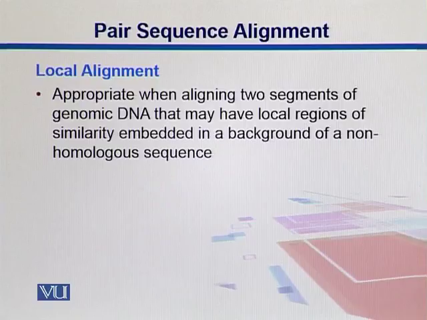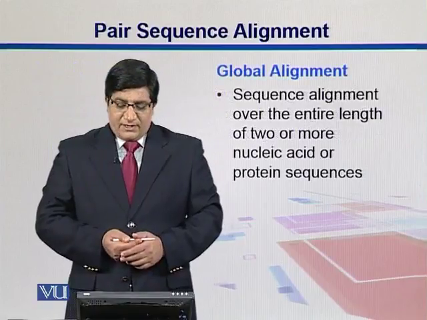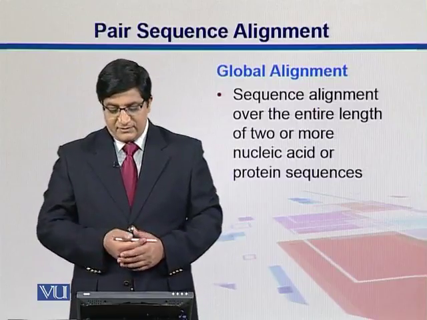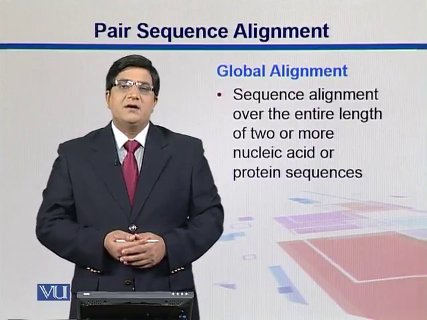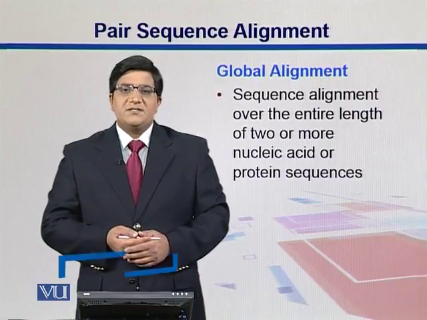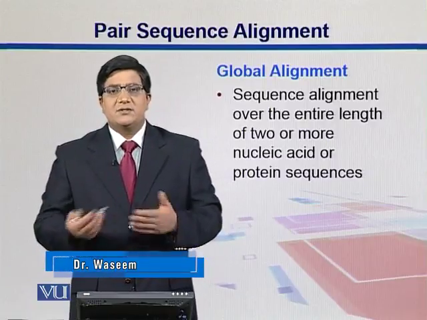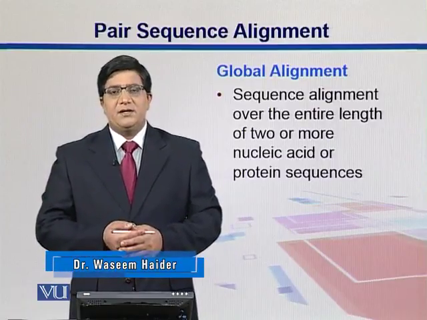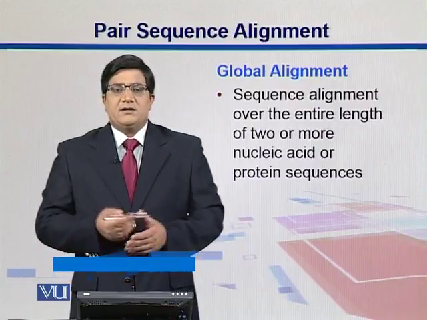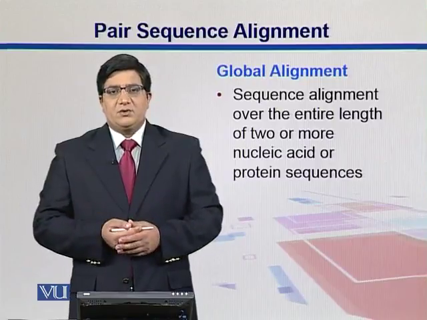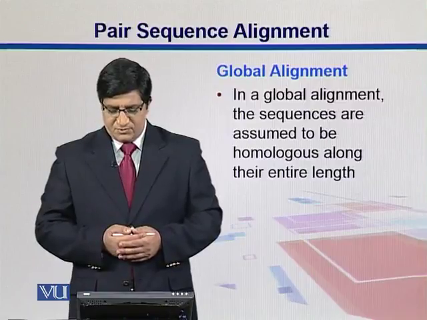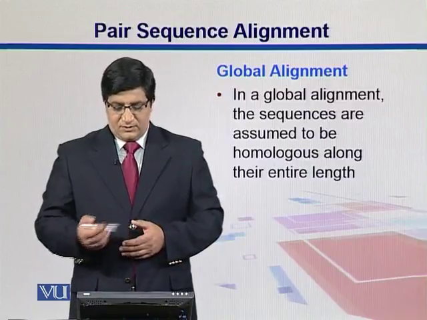background of non-homologous sequences. Whereas global alignment is sequence alignment over the entire length of 2 or more nucleic acids. We will do that in later lectures, when we talk about multiple sequence alignments. Both the terms are used there also. Whenever we say global, it means the sequences are aligned end to end. When we say local, we have some local regions of similarity. In a global alignment, the sequences are assumed to be homologous along their entire length.